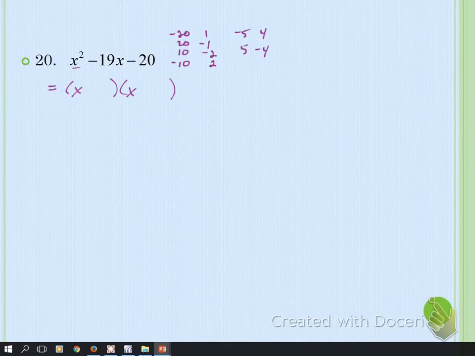Which one adds to negative 19? Nope, nope. Not there, not there, not there, right there. So minus 20 and plus 1. And it really can be that easy.